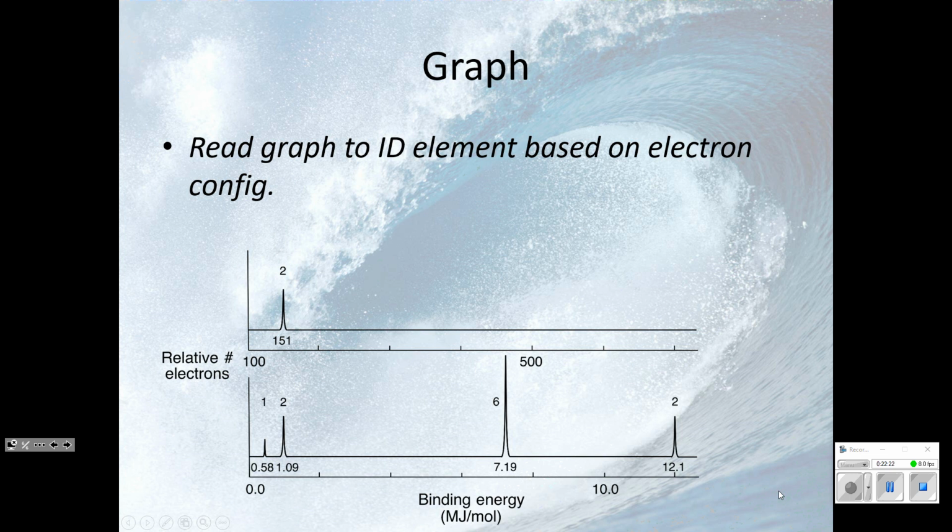On the bottom graph, it starts at 0.0 and goes up past 10. Because there's different energy levels for different electrons being lost, there's a second graph where it starts at 100, 500, so on and so forth. What I can tell you by looking at this graph is that this peak right here with 2 electrons is the highest energy. 151 megajoules per mole is needed to eject those 2 electrons. If that's the highest energy, that must be the innermost electrons. That peak represents 1s2.